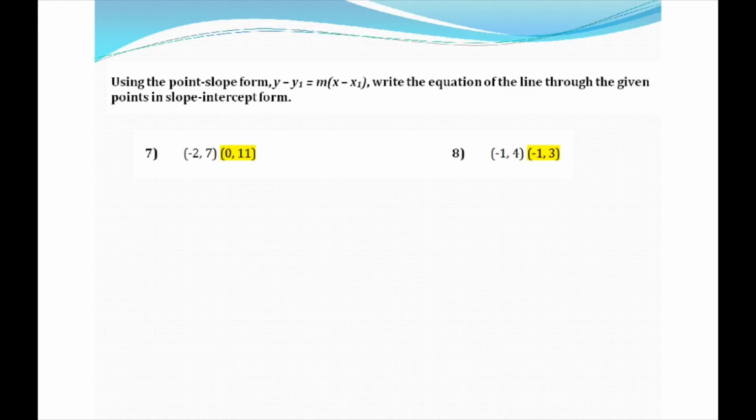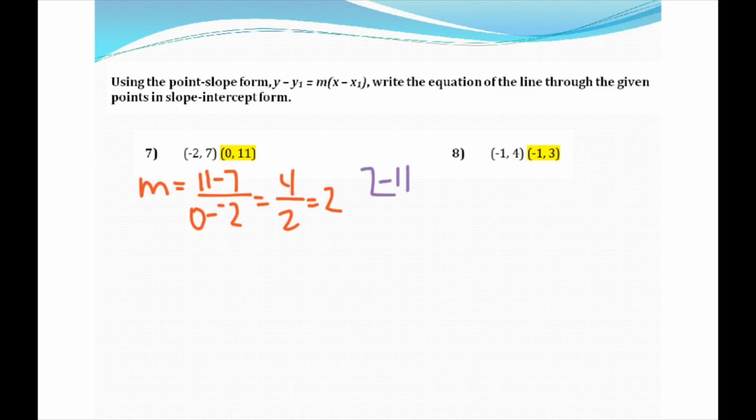Okay, if you want to pause this and try 7 and 8, let's make sure you've got it. On 7, m equals 11 minus 7. It doesn't matter, by the way, which order you do this in. Let me show you. If I was to do this in a different order, if I was to do 7 minus 11, negative 2 minus 0, I would get negative 4 over negative 2, which is still positive 2. So it doesn't matter which order, you just have to be consistent.